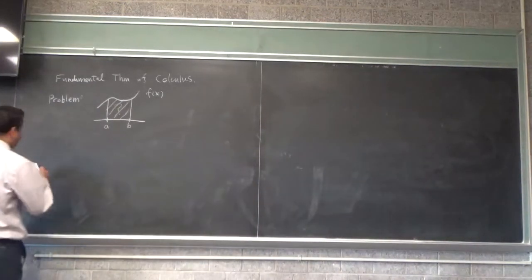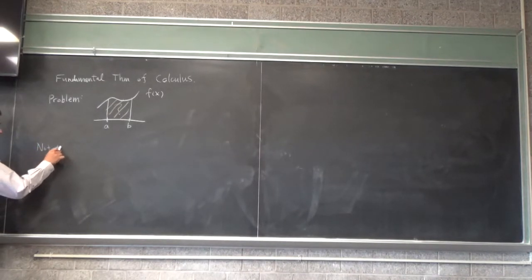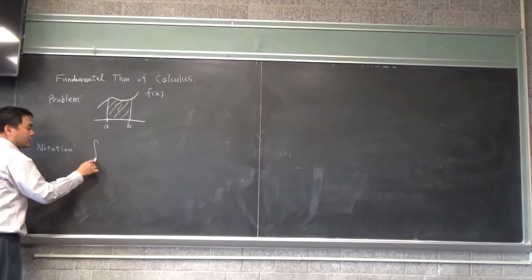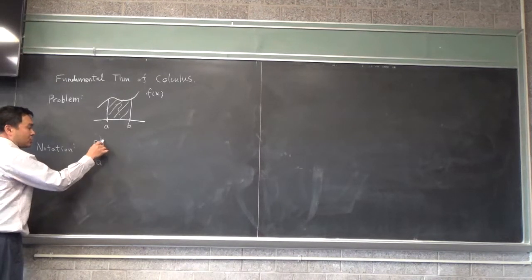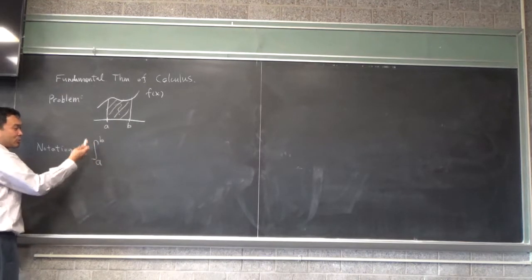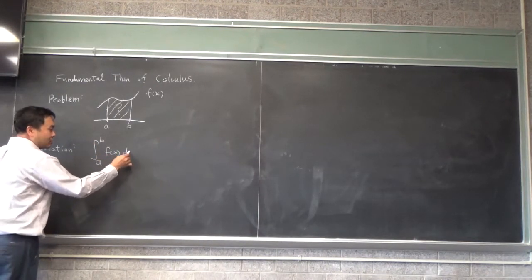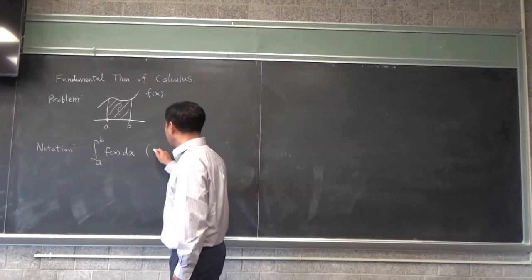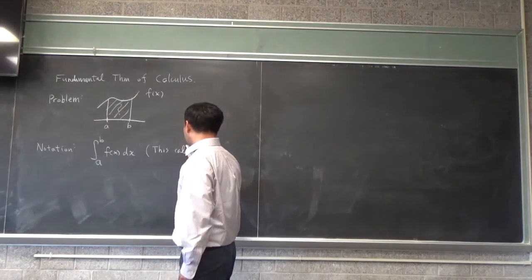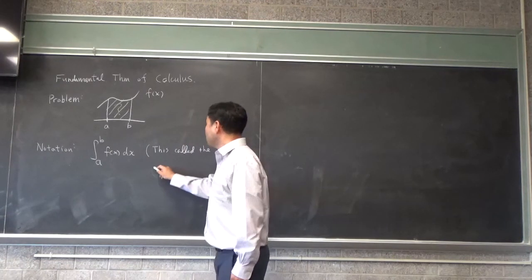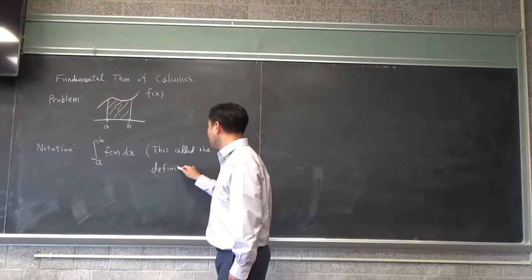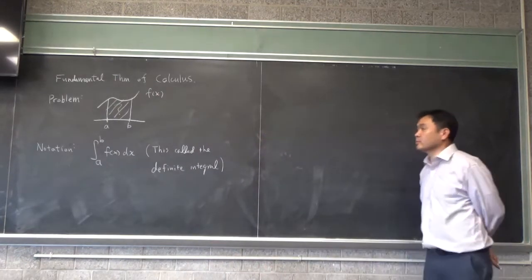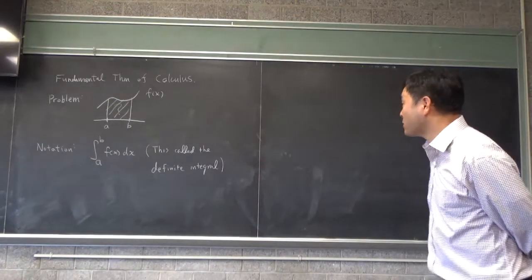Now, I'm going to introduce a notation. We are going to denote this area by this notation, integral from a to b, this elongated S, f of x dx, and this is called the definite integral. And the Fundamental Theorem of Calculus has to do with this definite integral.